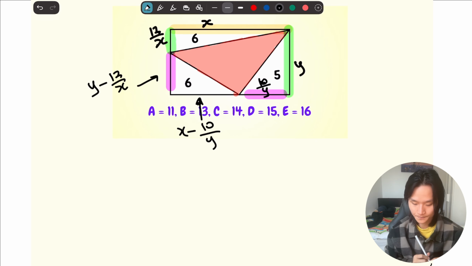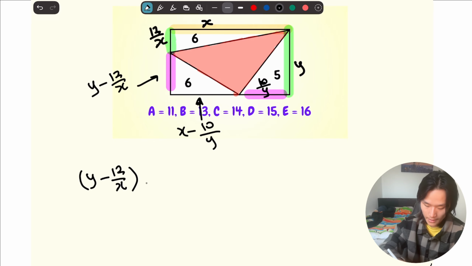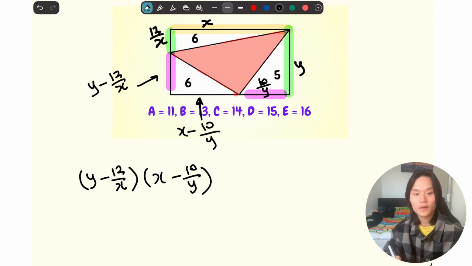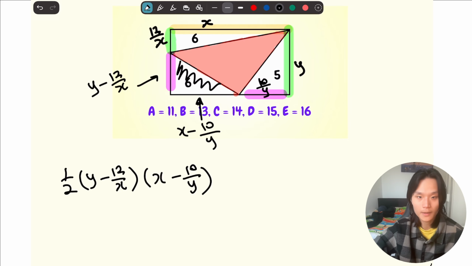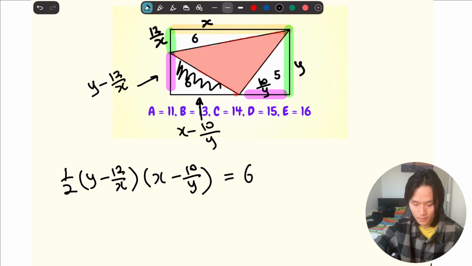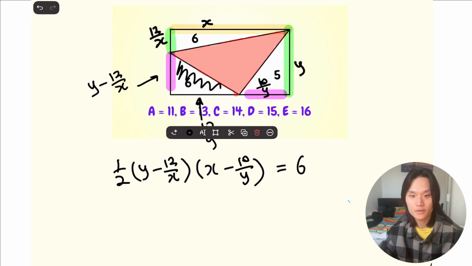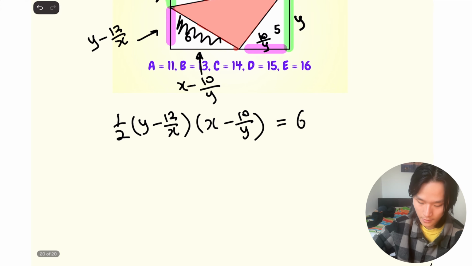Okay, so here's our next step. We want the sum of the areas, right? So we have y minus 12 divided by x, and then multiplied by x minus 10 divided by y, and then we put a half in front of it. That's just the area of the triangle here, this one, and we know it is 6. So this equation that we have now, I'm going to drag it across. This is going to be very helpful. So let's try and simplify things.